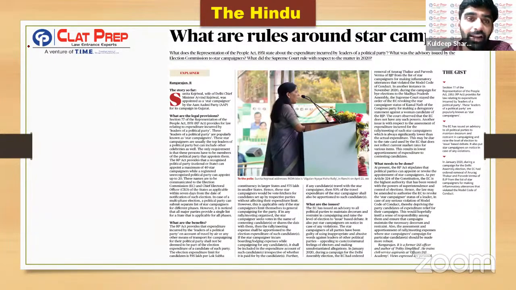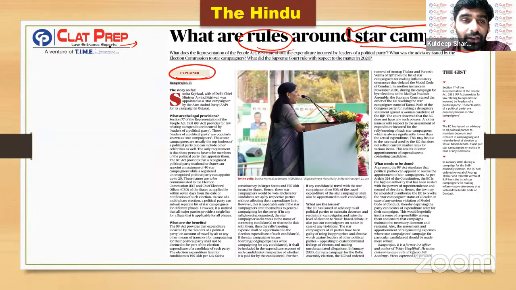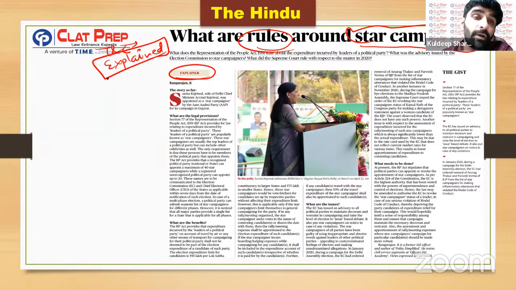Next, from the Text and Context section, a very good article: what are the rules around star campaigners? If you read such an article, everything is provided. These explainer sections in the Text and Context section, and the explained section in the Indian Express newspaper, are also really good. What is being taught here is the rules around star campaigners.